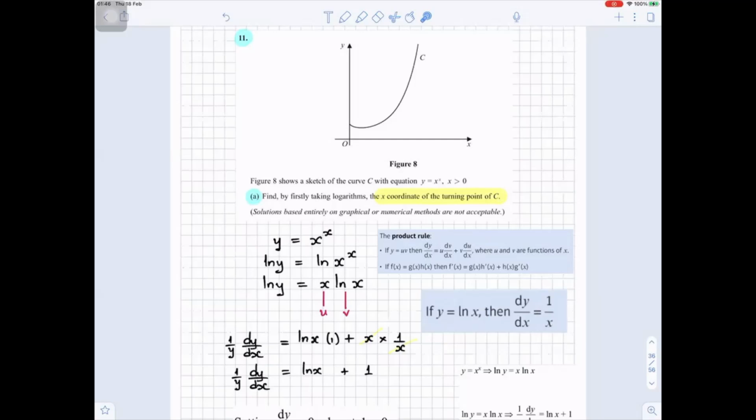But this is ln y, so you get 1 over y, and then you multiply by dy over dx. Now you have 1 over y dy over dx equals ln x. The x will cancel, ln x plus 1.